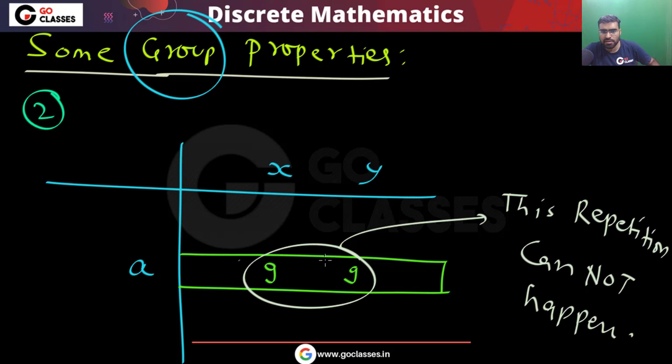Very simple. The proof of why this repetition cannot happen in any row we have already seen in the lectures, and you can watch it. But the point is simple: whatever row you take, this repetition cannot happen. No element can repeat in any row.